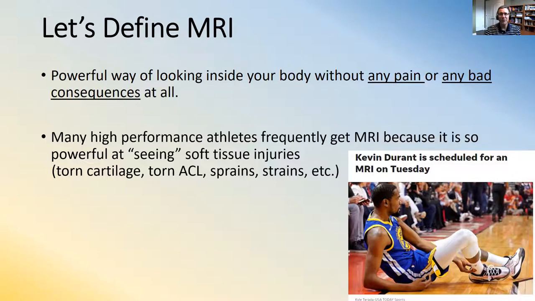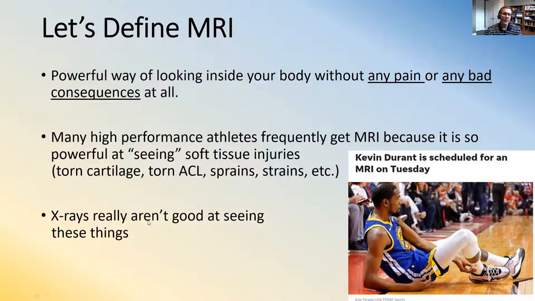X-rays are not going to be able to see that, right? So that's one of the points. If you have a badly broken bone, the X-rays will see it just fine. But for these types of injuries, especially sports-related repetitive stress injuries, MRI is really our best diagnostic tool. We call those soft tissue injuries. The X-rays really aren't good at seeing these things.